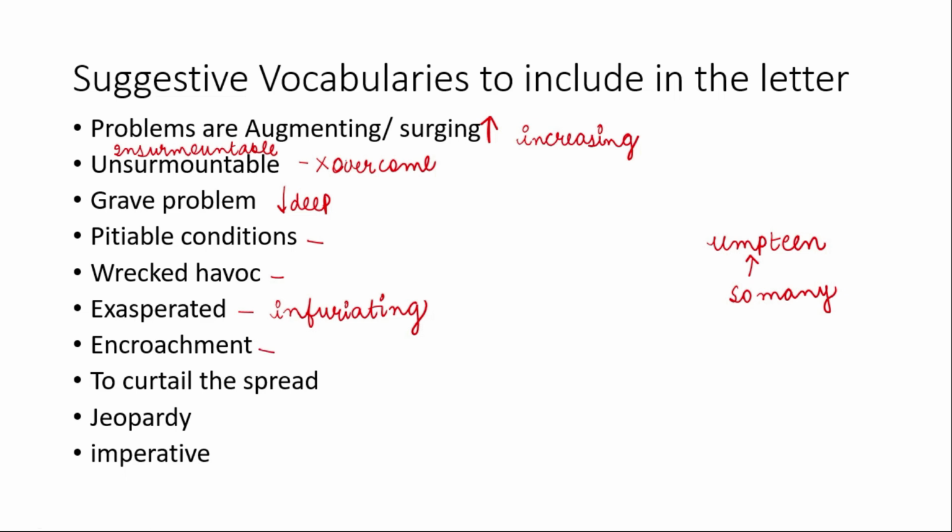Next is encroachment. Do you know what encroachment is? Someone is occupying a land illegally, slowly encroaching into your area. So you can say that our neighbors are slowly encroaching into my area and I would like you to take some action against them. And to know that my neighbors are encroaching is infuriating. To curtail the spread. Curtail means curb. Curb means control. Maybe some disease is there and you want to curtail the spread of it.